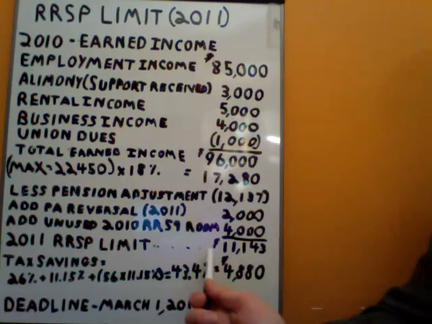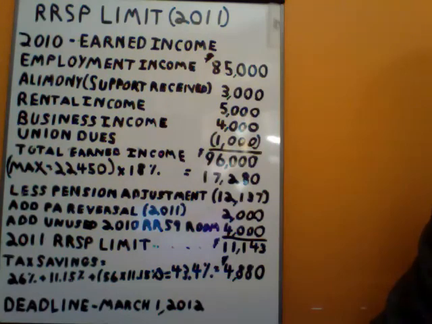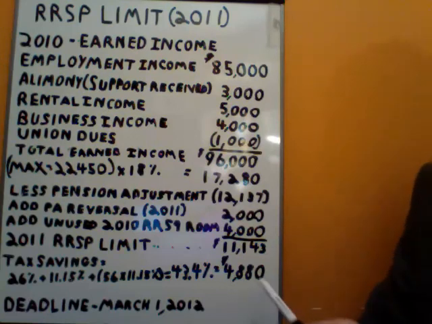So let's say he did make the RSP contribution of $11,143. His total tax savings for this contribution would be $4,880.